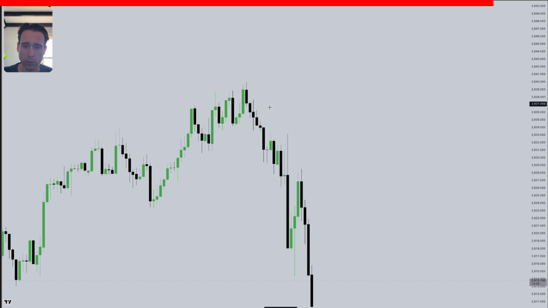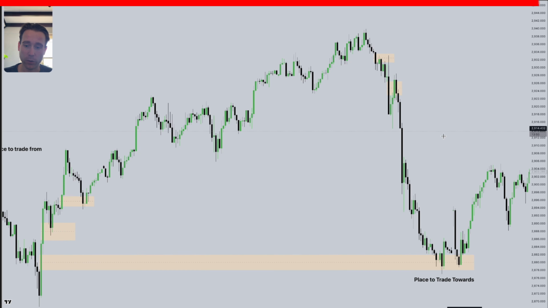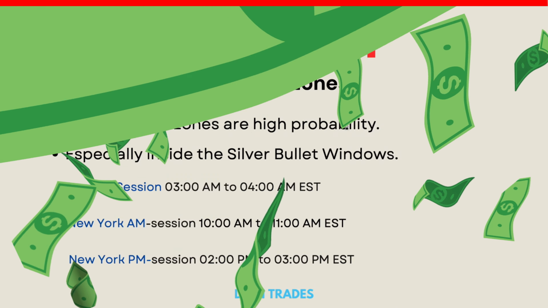So right here, what we do is we take a high, we start displacing lower, we use a fair value gap as a place to trade from here, then we trade lower, creating another fair value gap. And what's our target? We trade towards the fair value gap here. And let's talk about the first pillar.